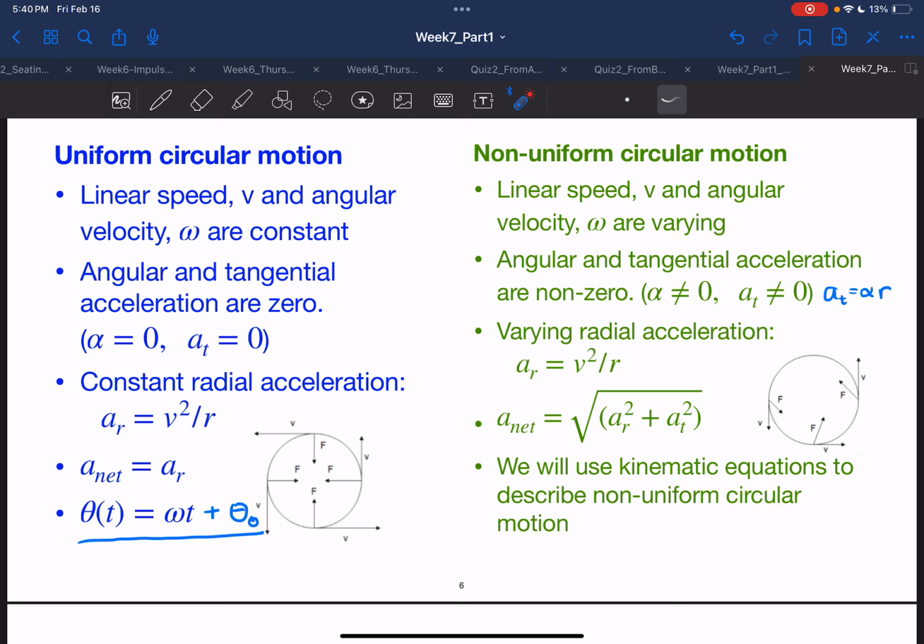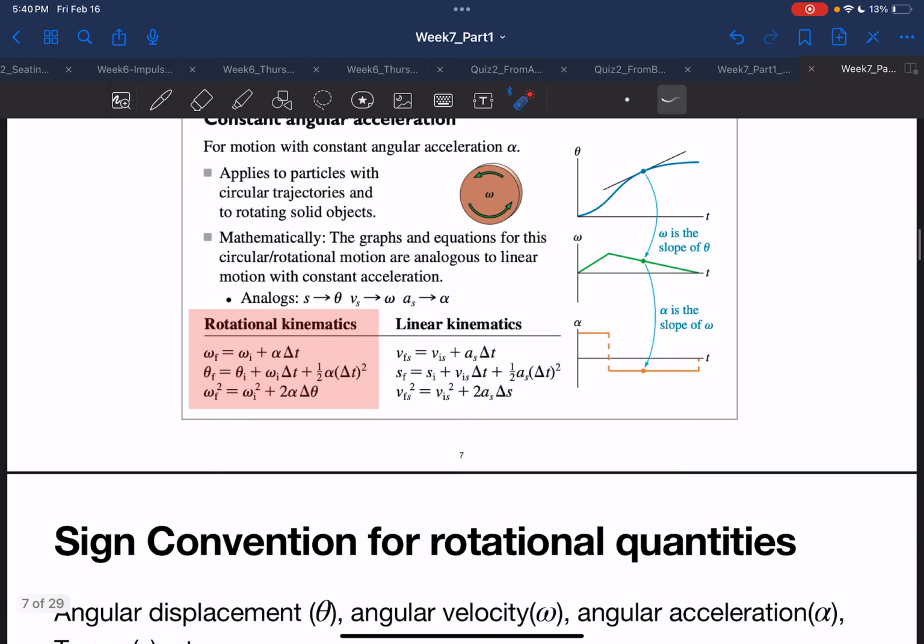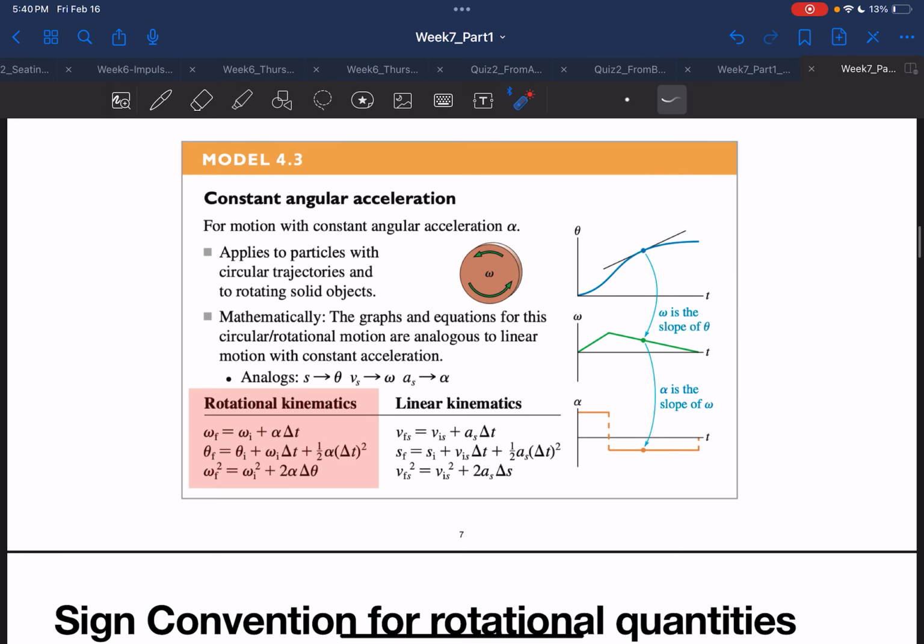non-uniform circular motion. So you might remember from chapter 2, when we first learned about linear kinematics, we became very familiar with these equations, both in 1D and 2D. So we had an x direction version of these equations, a y direction version of these equations. Now they're just written along some coordinate, let's say s. Well, there's an analog to each and every one of these equations in rotational kinematics.